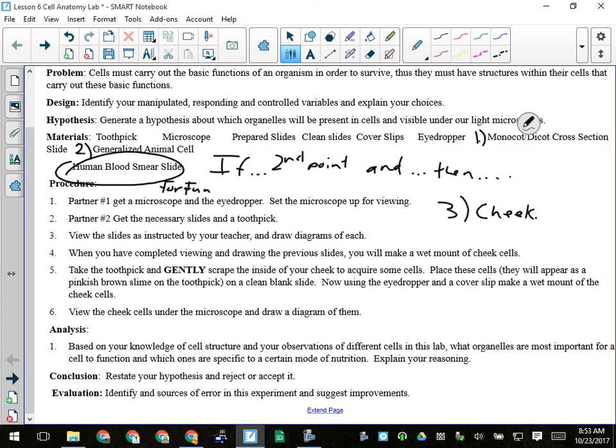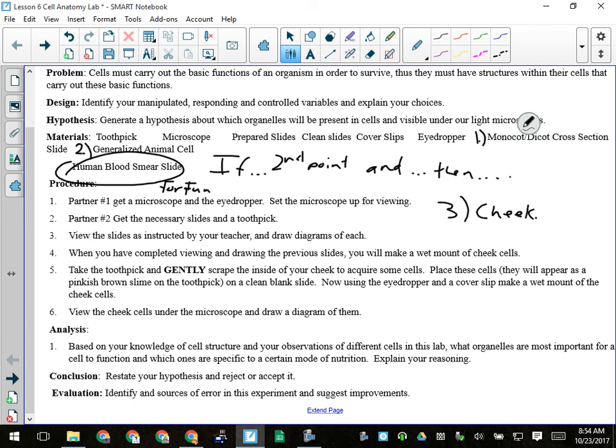Okay, so for the analysis, there's only one question here, guys. There's only one analysis question, but I'm going to want a fairly thorough paragraph-style answer here. Based on your knowledge of cell structure and your observations of different cells in this lab, what organelles are most important for a cell to function, and which ones are specific to a certain mode of nutrition?